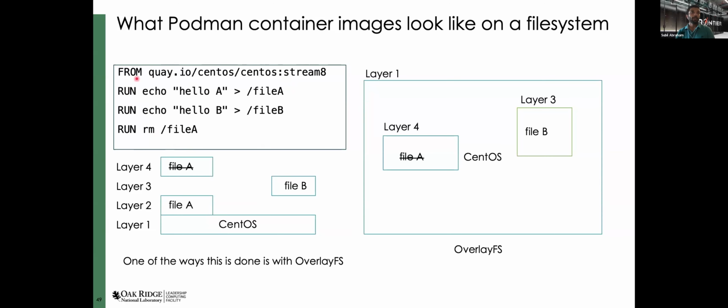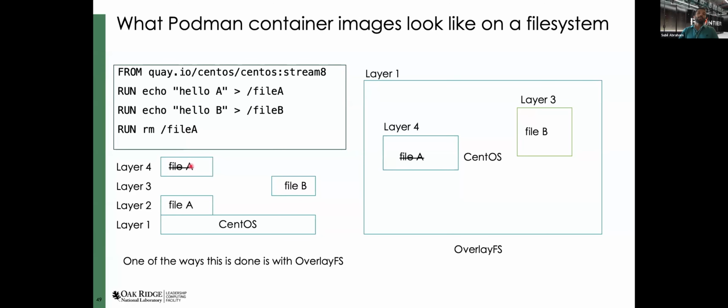Same CentOS stream we are creating, and then in the next 2 lines we're creating a file named file A. And after that we're creating a file named file B, and then the last line we are deleting file A. So in layer form, what you'll see is that the bottom layer is CentOS, in the second layer file A is created, in the third layer file B is created, and in the fourth layer file A is deleted.